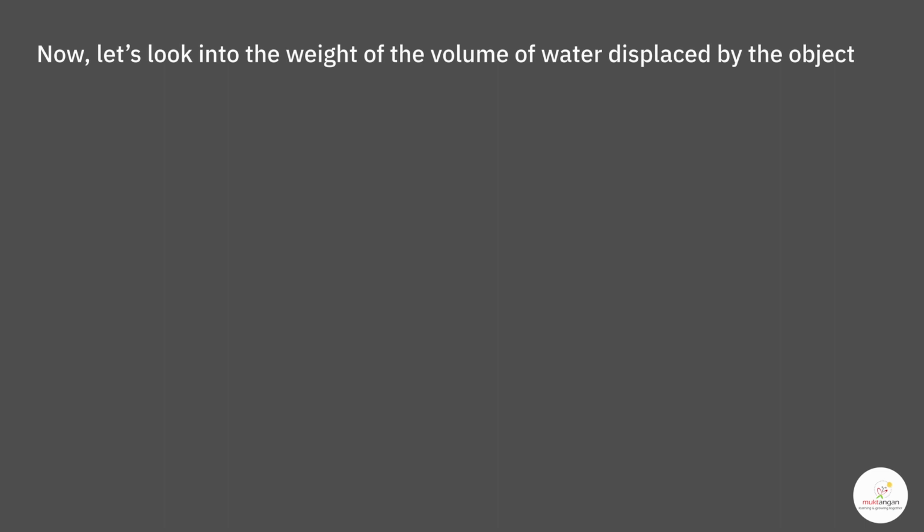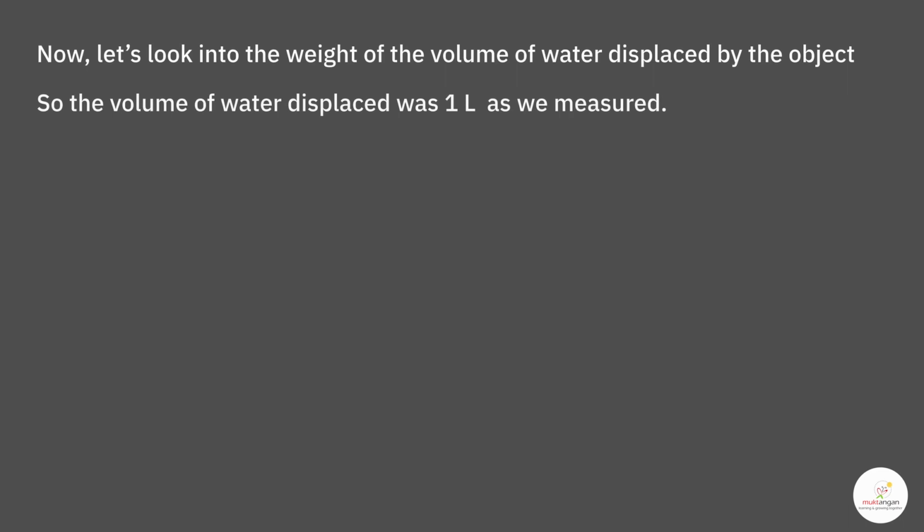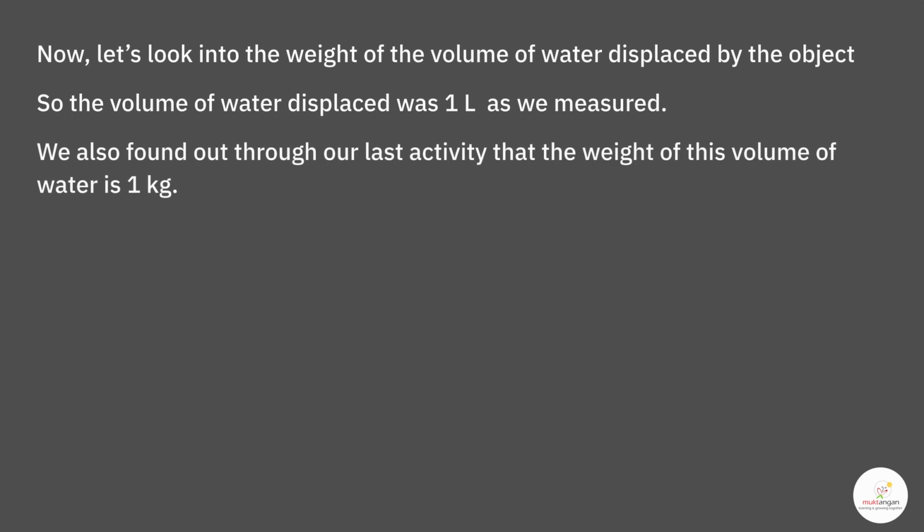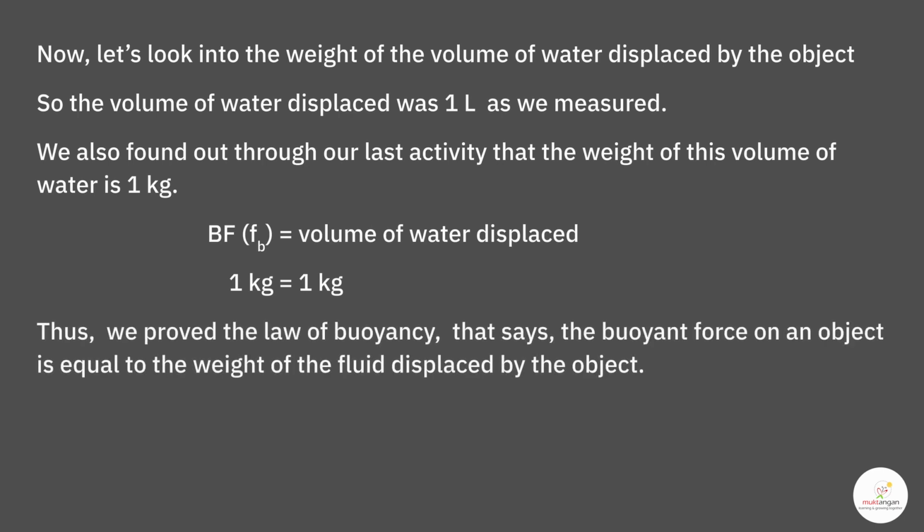Now let's look into the weight of the volume of water displaced by the object. So the volume of the water displaced is 1 liter, as we measured before. We also found out through our last activity that the weight of this volume of water is 1 kilogram. So the buoyant force, equal to the weight of the volume of water displaced, which is 1 kg, equals 1 kg. Thus, we prove the law of buoyancy that says the buoyant force of an object is equal to the weight of the fluid displaced by the object.